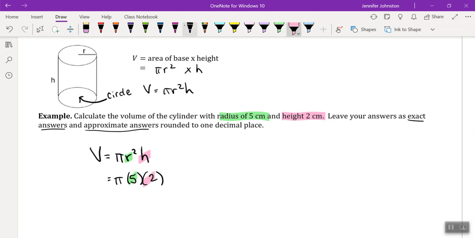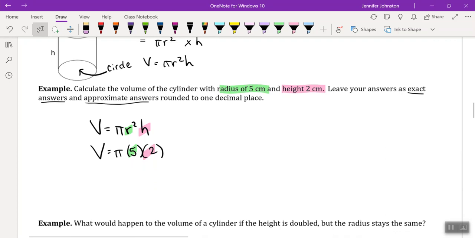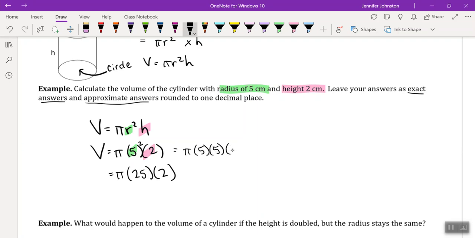Okay, I'm missing something. You tell me what I'm missing. It's not the V. Missing something else. Right, if you guess the square, that's it. So we get pi times 25 times 2. Because 5 squared is 5 times 5. This is the same thing as pi 5, 5, 2. If you want to write it like that, you're more than welcome to.